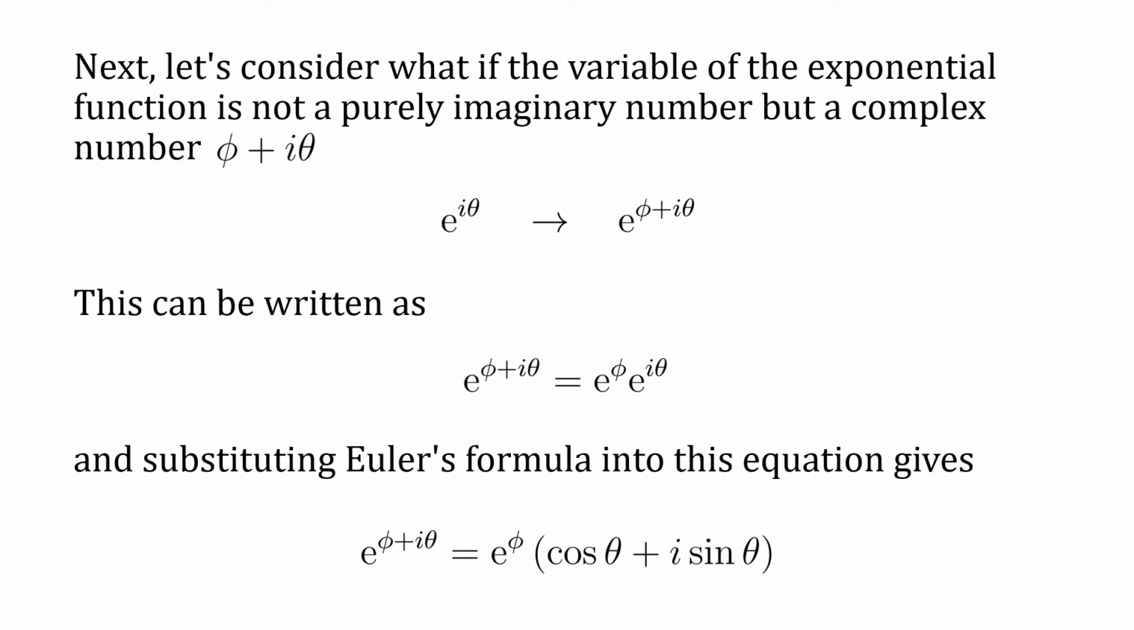Next, let's consider what if the variable of the exponential function is not a purely imaginary number but a complex number phi plus i theta. e to the i theta becomes e to the phi plus i theta. This can be written as e to the phi plus i theta is equal to e to the phi multiplied by e to the i theta, and substituting Euler's formula into this equation gives e to the phi plus i theta is equal to e to the phi multiplied by cosine theta plus i sine theta.